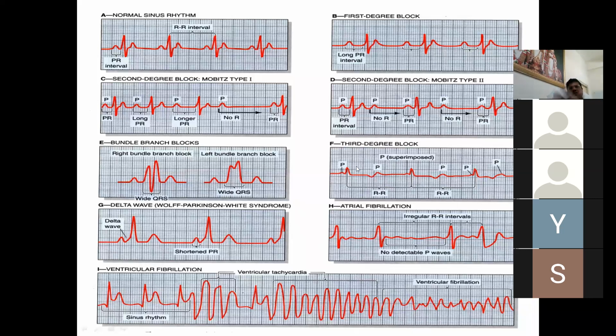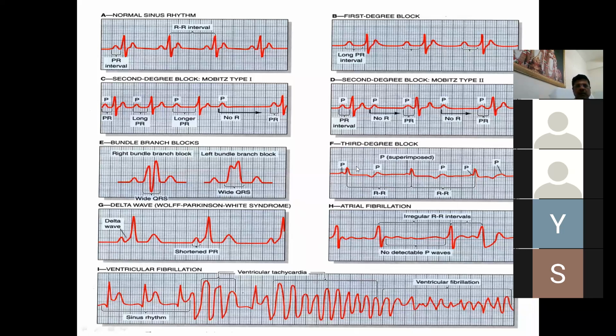Okay, quickly to summarize, blocks in the conducting system are called heart blocks. There are 3 types: first, second, and third degree. In first degree heart block, all P waves are conducted. Each and every P wave is followed by a QRS complex. The only abnormality is prolongation of the PR interval. The PR interval is more than 0.20 seconds.